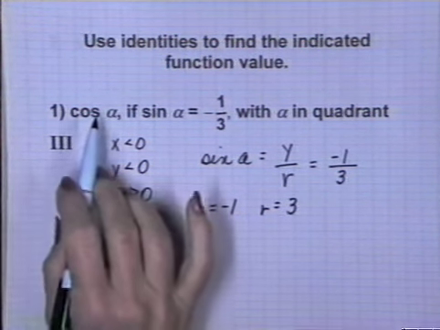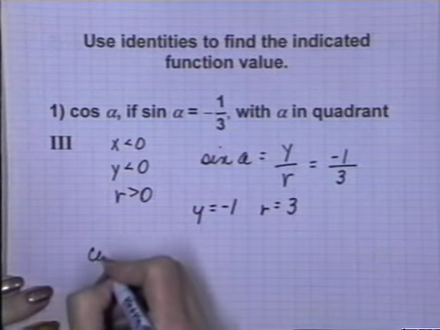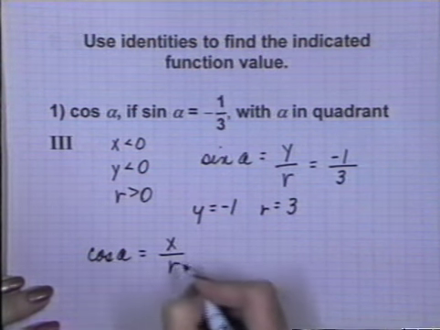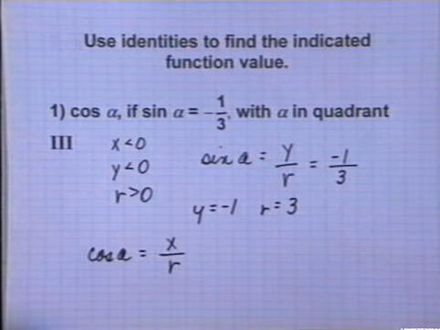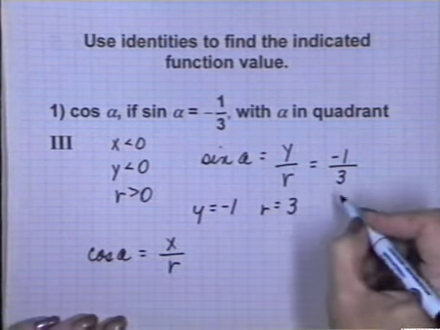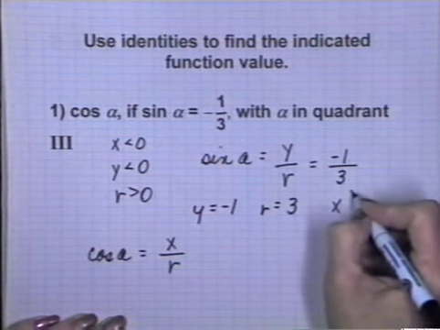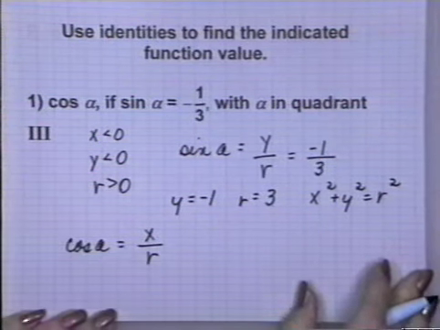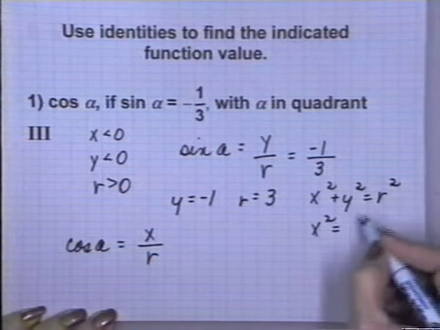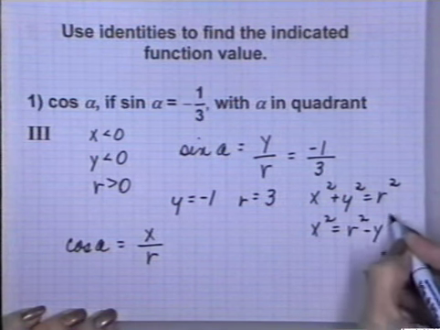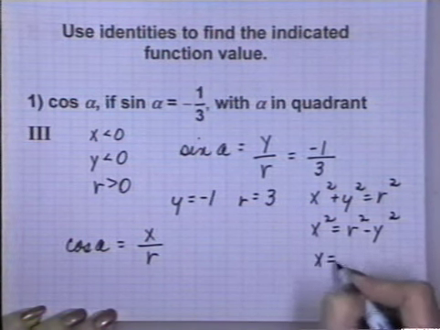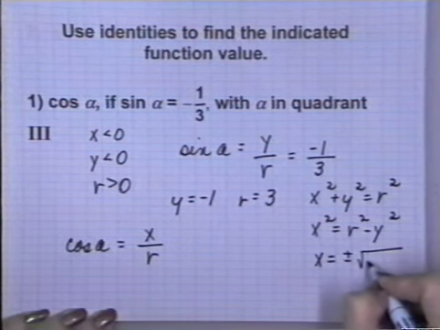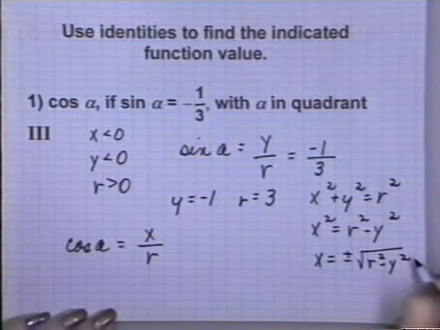And so when I get ready to find the cosine of alpha, I know the cosine of alpha is x divided by r. So what I need to do is figure out what x is. Well, because of the Pythagorean relationship, x squared plus y squared equals r squared, then I know that x squared is equal to r squared minus y squared, and I know then when I extract roots that x equals plus or minus the square root of r squared minus y squared.